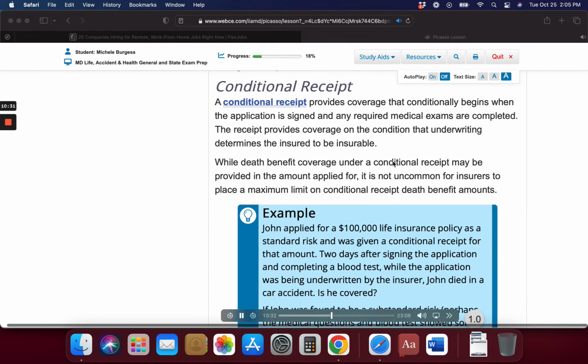Conditional receipt. A conditional receipt provides coverage that conditionally begins when the application is signed and any required medical exams are completed. The receipt provides coverage on the condition that underwriting determines the insured to be insurable. While death benefit coverage under a conditional receipt may be provided in the amount applied for, it is not uncommon for insurers to place a maximum limit on conditional receipt death benefit amounts.